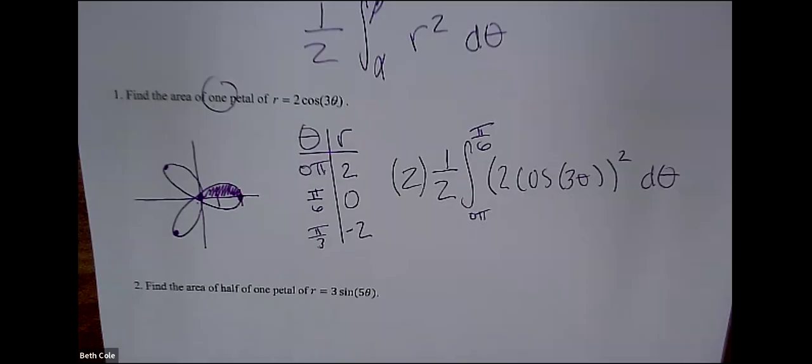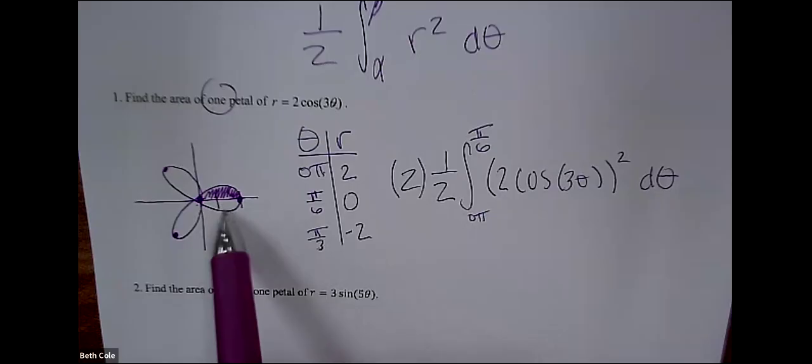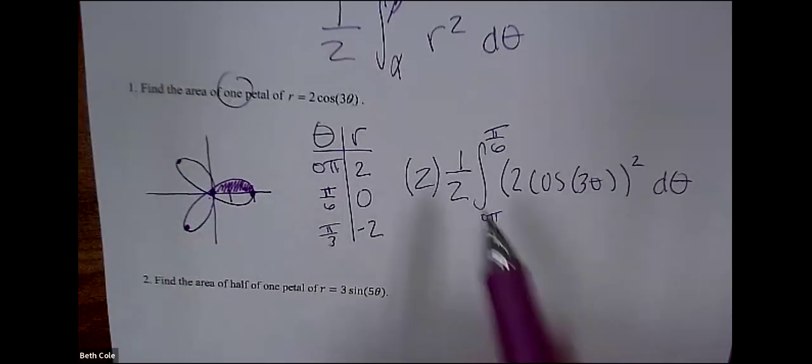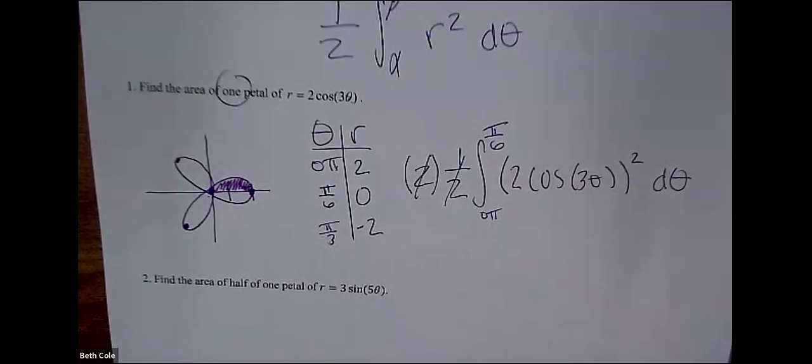Okay. What if we needed all 3 petals? Then I would multiply this by 6. Good job. All right. The 2 and the 1/2 cancel. Slam that in your calculator. Let's just all make sure we can get the same thing.